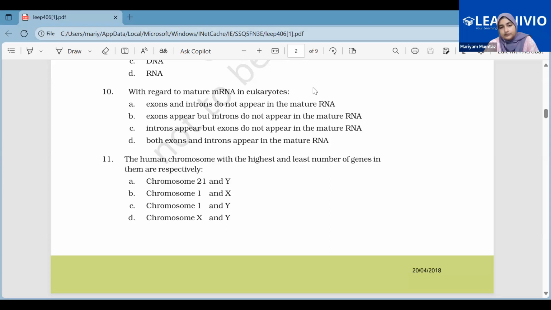See, chromosome 1 was the last chromosome to be studied, and it has the highest number of genes, and the least number is on chromosome Y. 236 or 231 genes are there. Clear? Yes, ma'am.